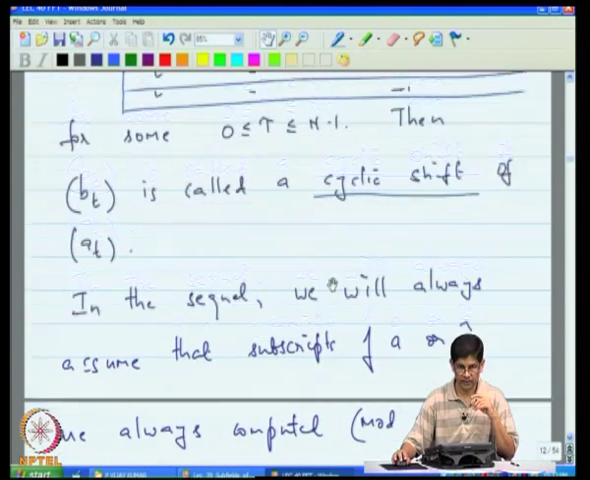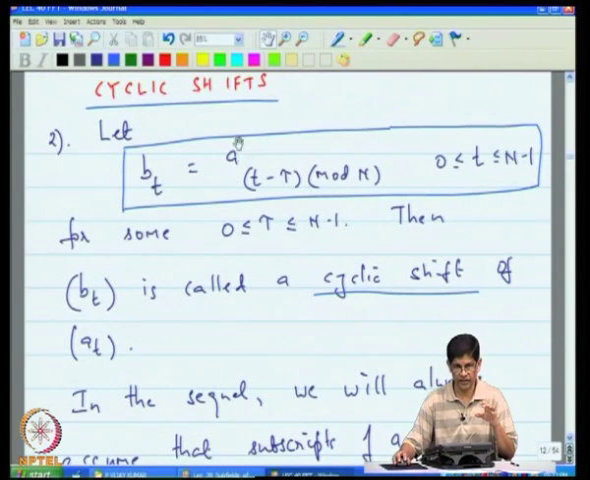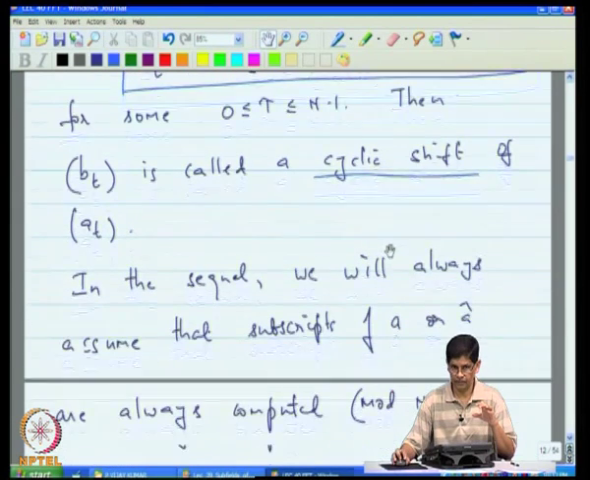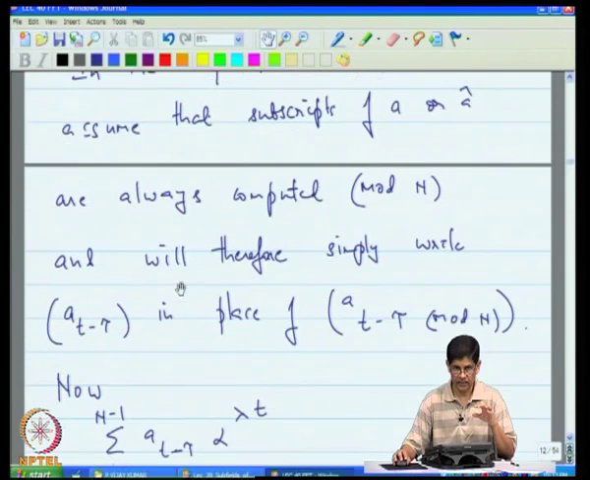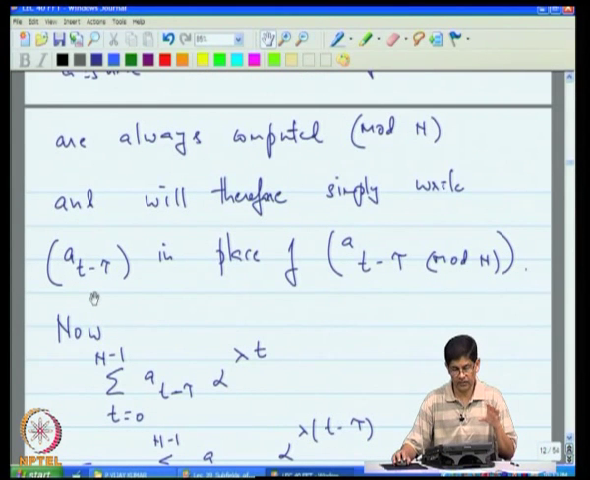In the sequel, from now onwards, whenever we do arithmetic in the subscripts, so we might say 2t or 3t or t minus tau or t1 plus t2 in the subscripts, the subscript arithmetic will always be modulo n. We will always assume that for a subscript of either a or A hat, the arithmetic is always computed mod n, and we will simply write a of t minus tau in place of this more cumbersome expression.